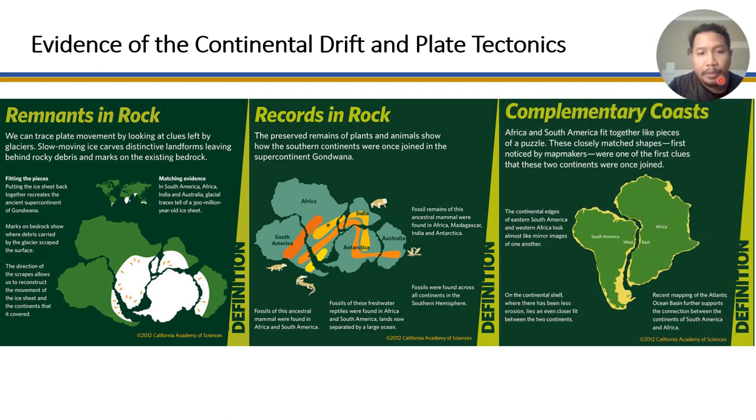Next, we have the complementary coastlines. Africa and South America, as shown here, can be fitted together like a puzzle, where the continental edge of southern South America and western Africa looks like a mirror image. The splitting of these two continents is believed to be due to the mid-Atlantic ridge divergent plate boundary. The mid-Atlantic ridge is a long underwater mountain ridge that runs through the center of the Atlantic Ocean. If you open Google Maps, you can even see a straight line showing the mid-Atlantic ridge in the Atlantic Ocean.